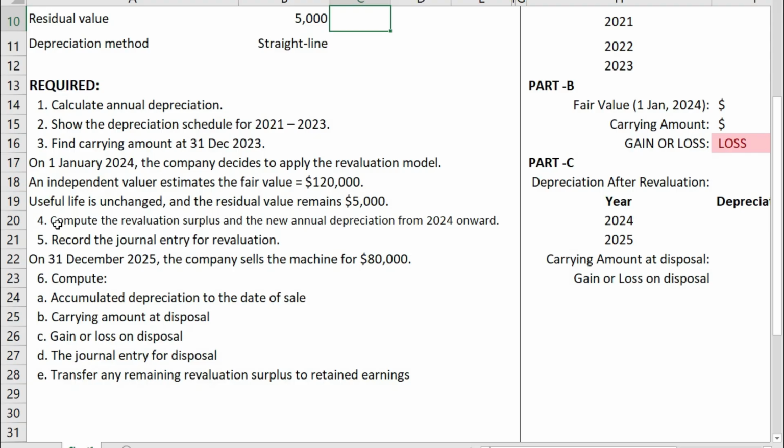So we are required to compute the revaluation surplus and the new annual depreciation from 2024 onwards. Meaning to say, we are going to compute the surplus. I will explain it later. And record the journal entry for revaluation.